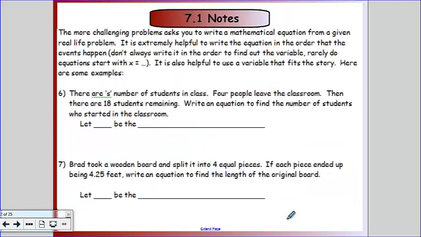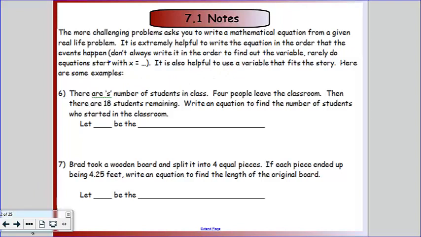All right, and it says here, the more challenging problems ask you to write a math equation from a given real-life problem. It's extremely helpful to write the equation in the order that the events happen. Don't always write it in the order to find the variable. Rarely do equations start with x equals. It's also helpful to use a variable that fits the story.